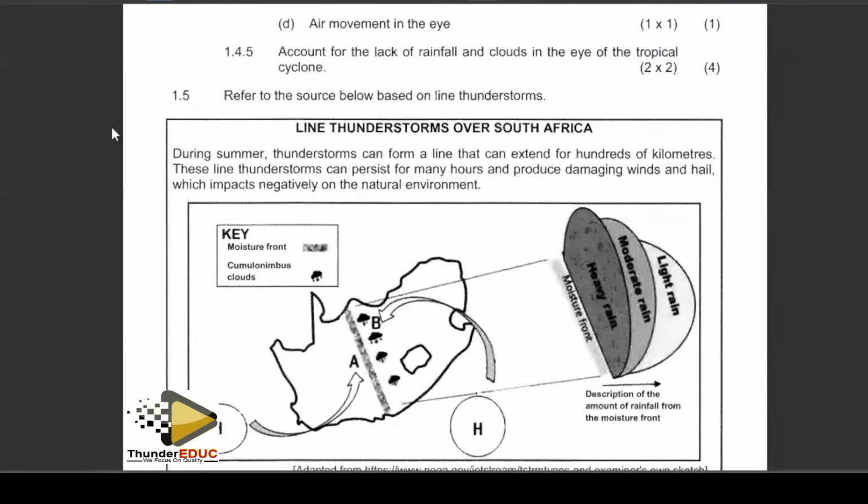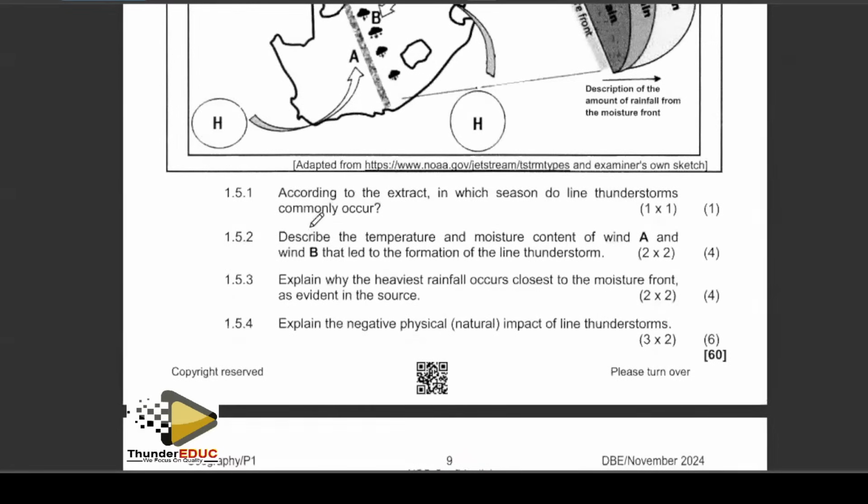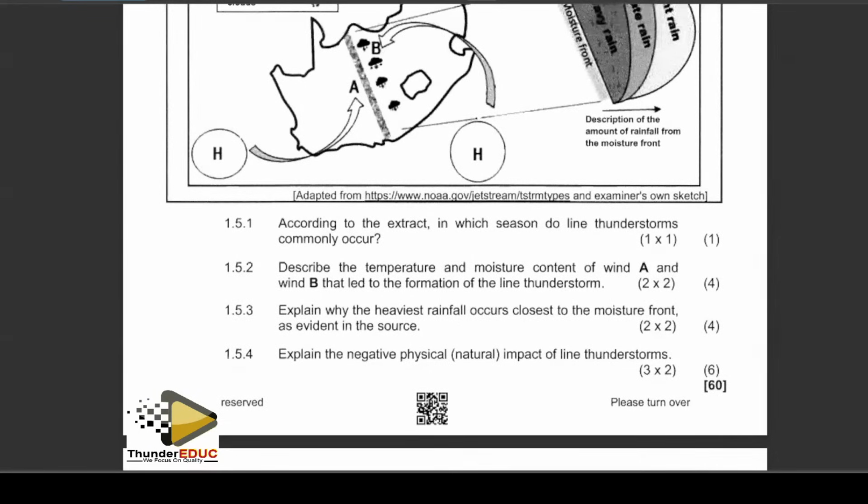According to the extract, in which season do line thunderstorms mainly occur? Even if we don't check the extract, we know that line thunderstorms are traveling disturbances that are caused in the summer season. Our answer is here. It's summer. Describe the temperature and moisture content of wind A and wind B that led to the formation of the line thunderstorms. We're worried about the temperature, so be articulate to the question. The first thing is you need to address the temperature, and the next thing you need to address the moisture content.